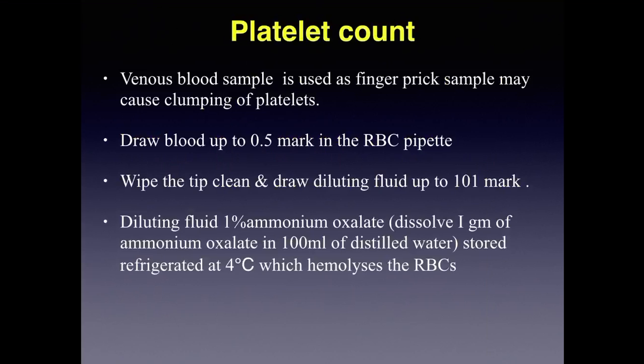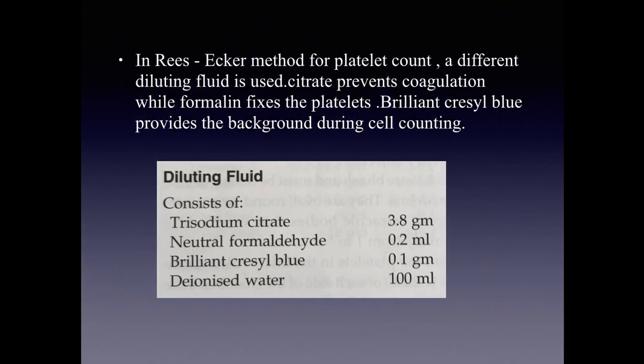For platelet count, a venous blood sample is used, as a finger prick sample may cause clumping of the platelets. The procedure is similar to that for the RBC count. Draw blood up to the 0.5 mark in the RBC pipette, wipe the tip clean and draw diluting fluid up to the 101 mark, but the diluting fluid used here is different. It is 1% ammonium oxalate, which will lyse the RBCs. Another diluting fluid used in the Rees-Ecker method for platelet count consists of trisodium citrate, neutral formaldehyde, and brilliant cresyl blue in deionized water.